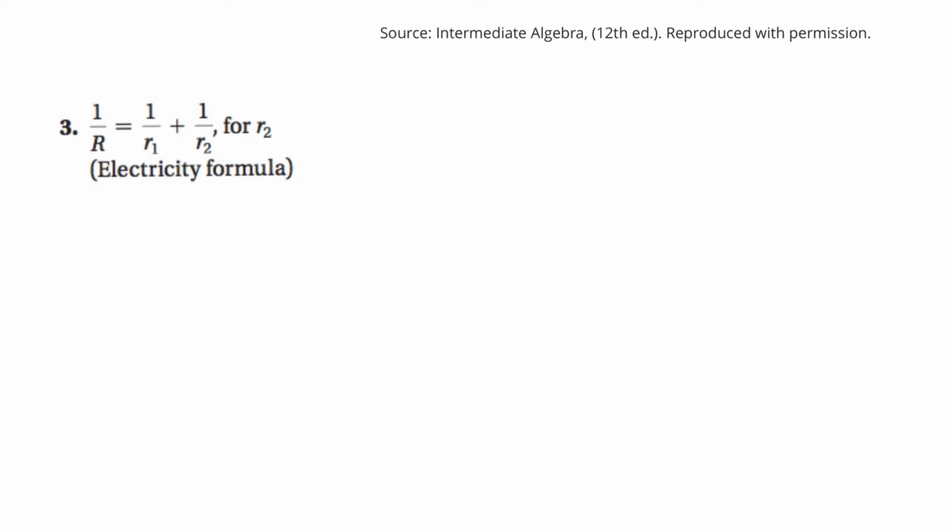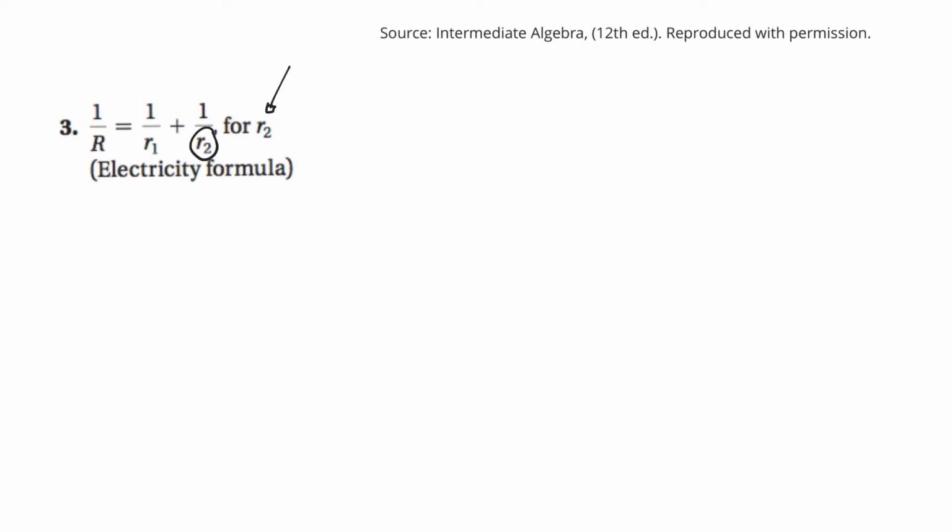Okay, in this video, we are looking to solve an equation for a certain variable. So here I'm looking for R2. R2 is on the bottom, that's a bad spot. So I need to get that to the top. I can't just flip it over. I need to multiply by a lowest common denominator.